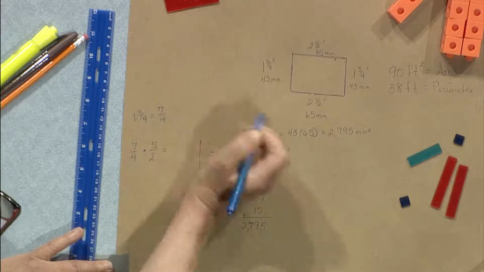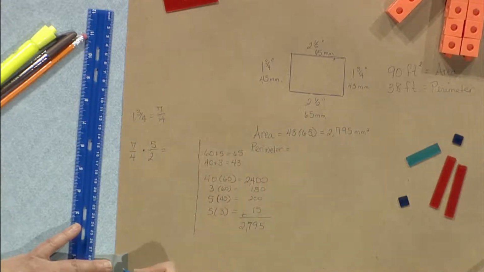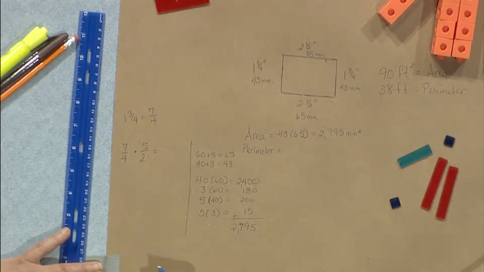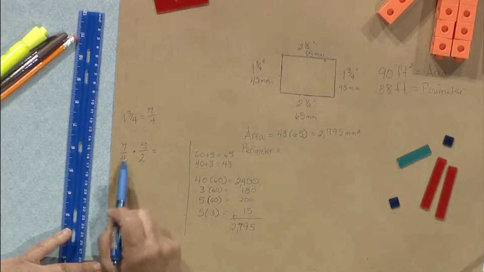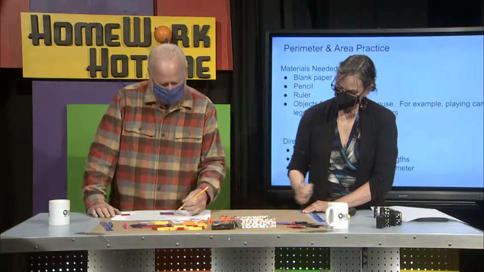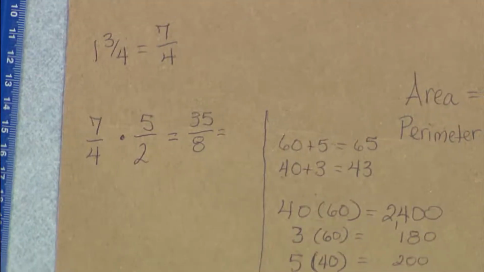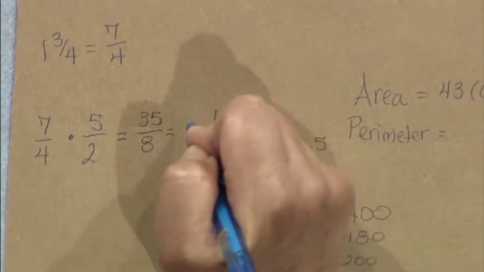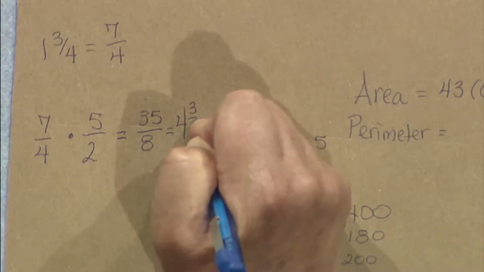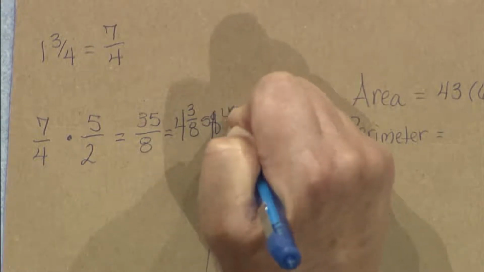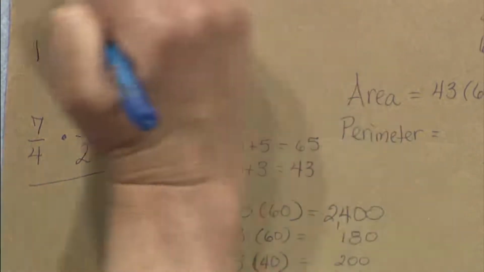But for conversion of square inches into square millimeters, I don't have a thought for what that is. I don't either. All right, so here we're going to multiply across. So we have 35/8. And then that's 4 3/8? Yeah, 4 3/8 square inches. Square inches, yep. All right, that was fun.